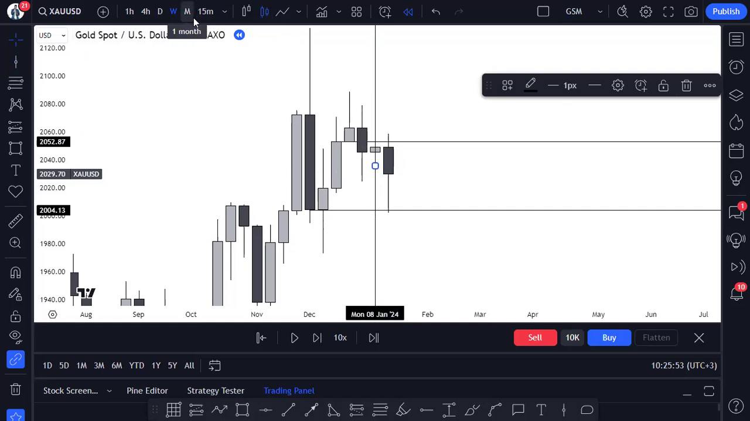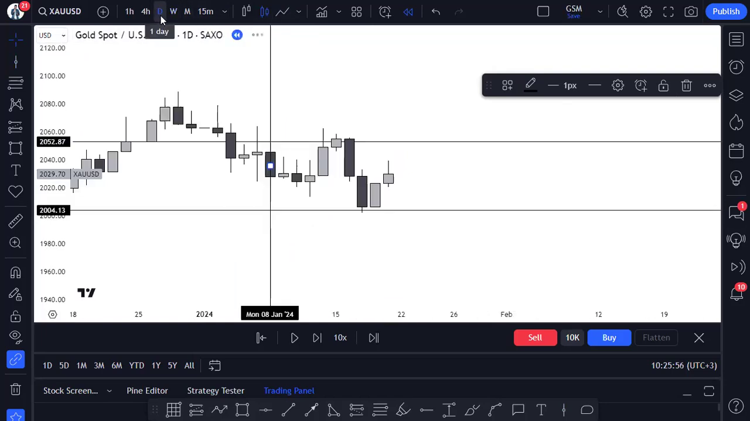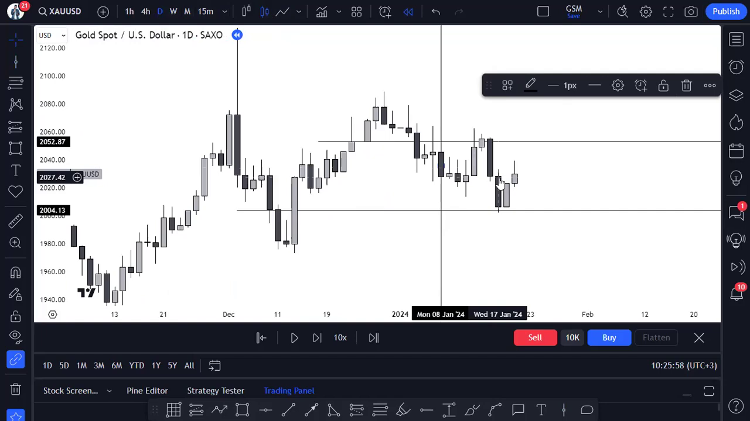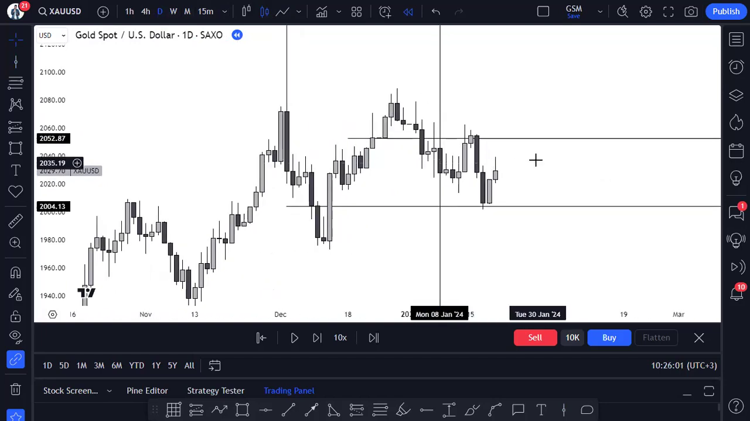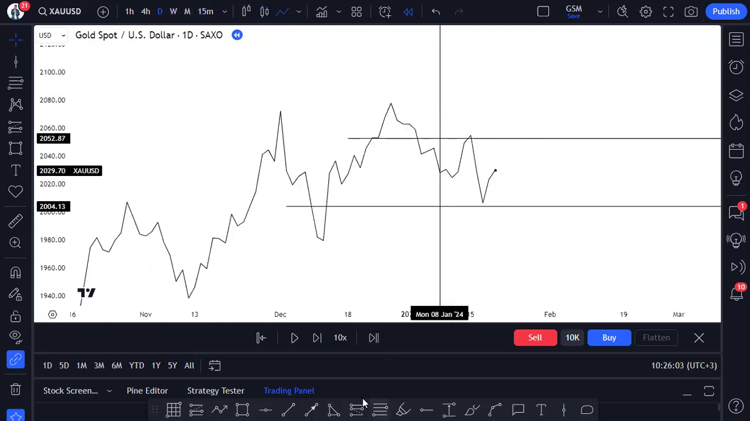And also we have to check the breakout on the daily time frame, right? On the daily, we have the breakout. I think everyone can see it. We have the breakout in here.